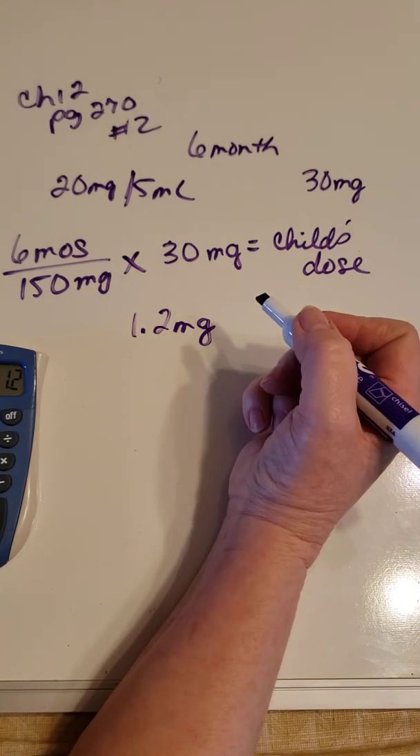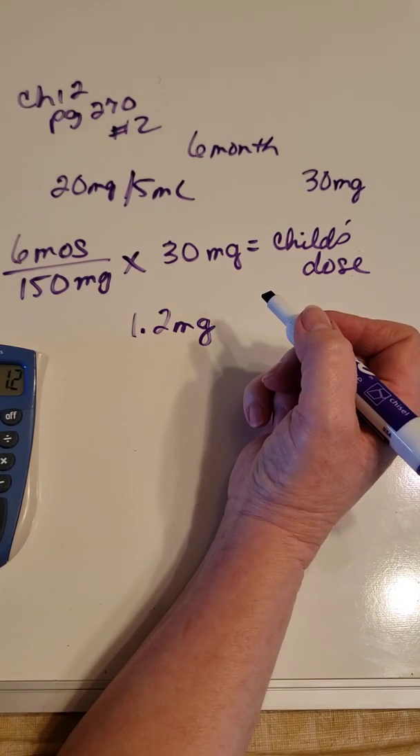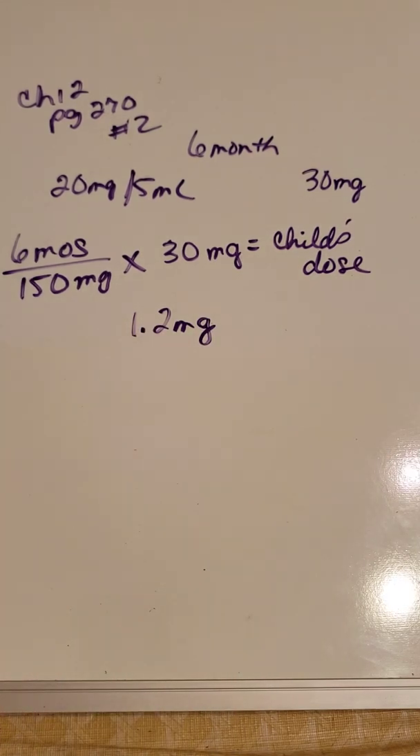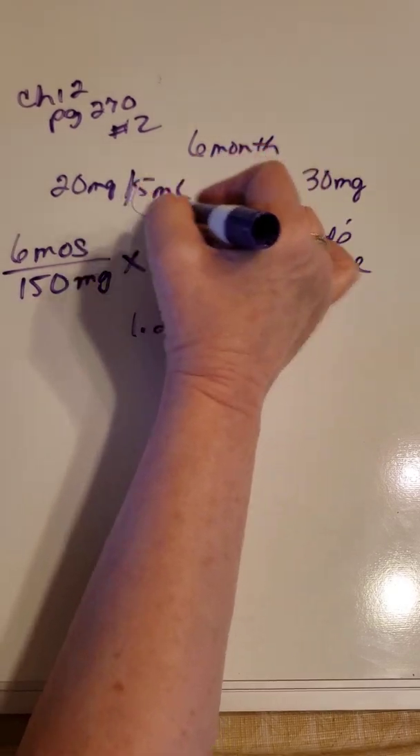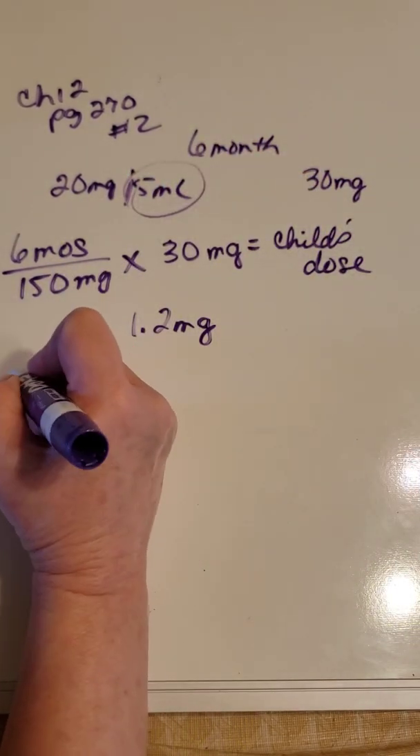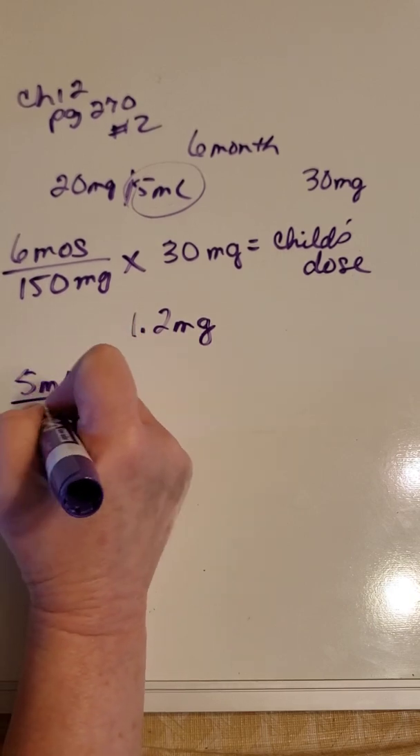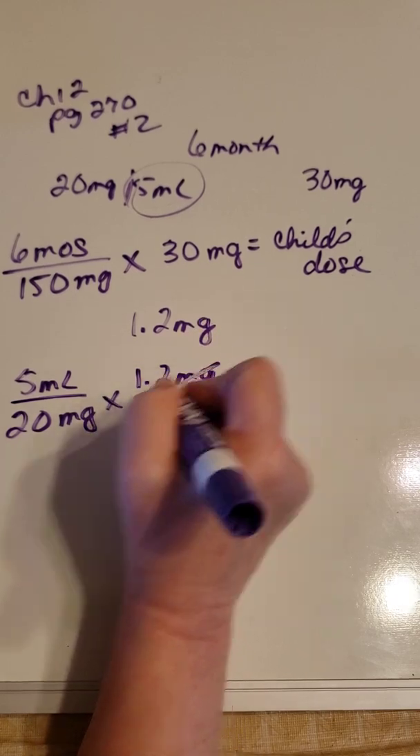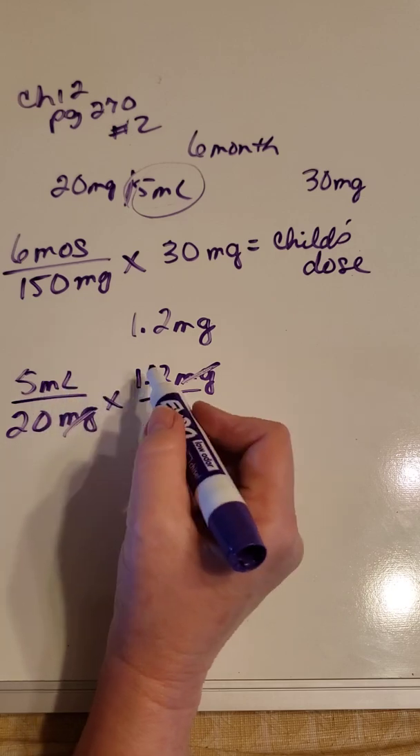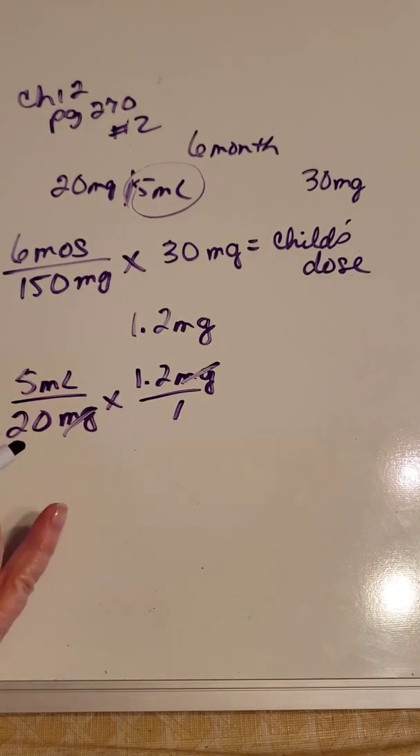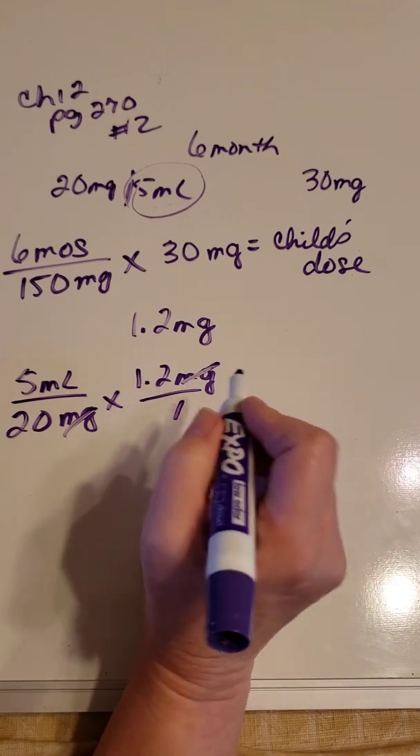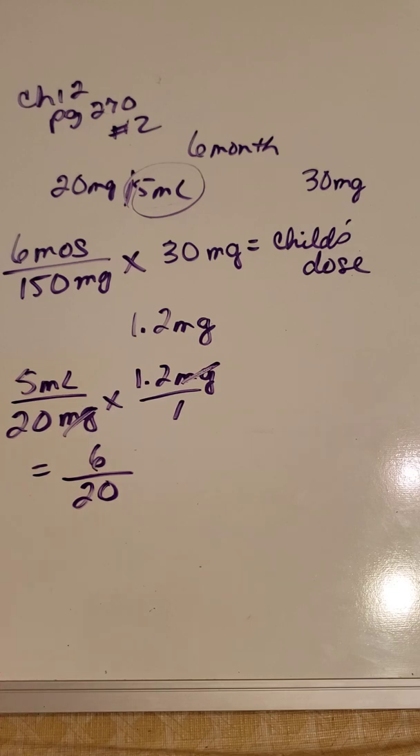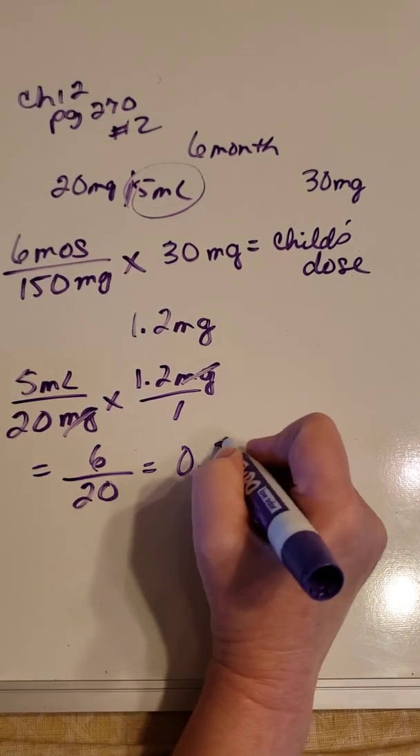So that's the first question, what dose of the medication should be given to the child? And the second question is, what volume of medication should be administered per dose? Volume is going to be milliliters. So we want our 5 mLs. This is the strength on the bottle. We're going to put the 5 mLs on top and the 20 milligrams on the bottom. And we want 1.2 milligrams. Okay, milligrams are going to cancel. 5 times 1.2 gives us 6 on top. 20 times 1 is 20. 6 divided by 20 is 0.3 milliliters.